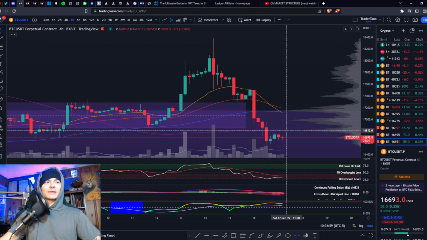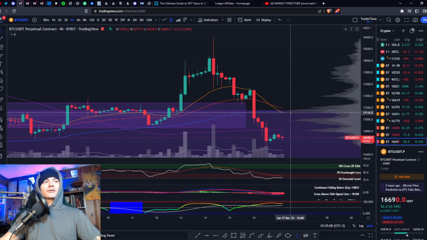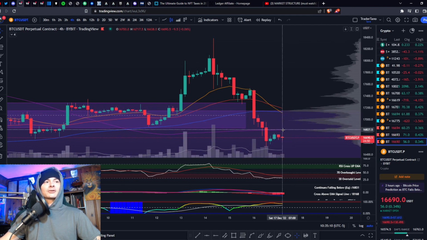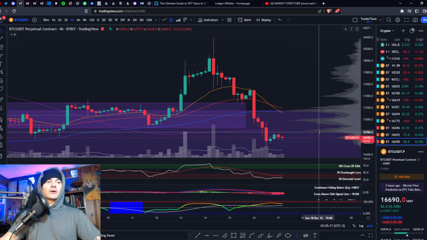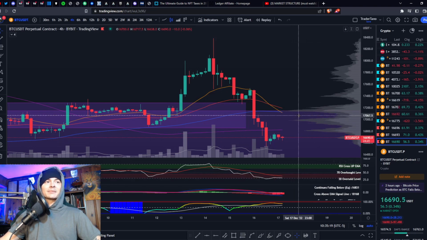Now, that doesn't mean that we can't bounce higher and get up to that 16,800 level, but like I said, I really don't see us getting past that. Your 21 is crossing your 100 right now. You've got major resistance levels all above here. Your 200 and this VPVR level are sitting right at 16,800. So I could see us possibly getting a bounce up there, but honestly, I don't think it would get much farther than that.